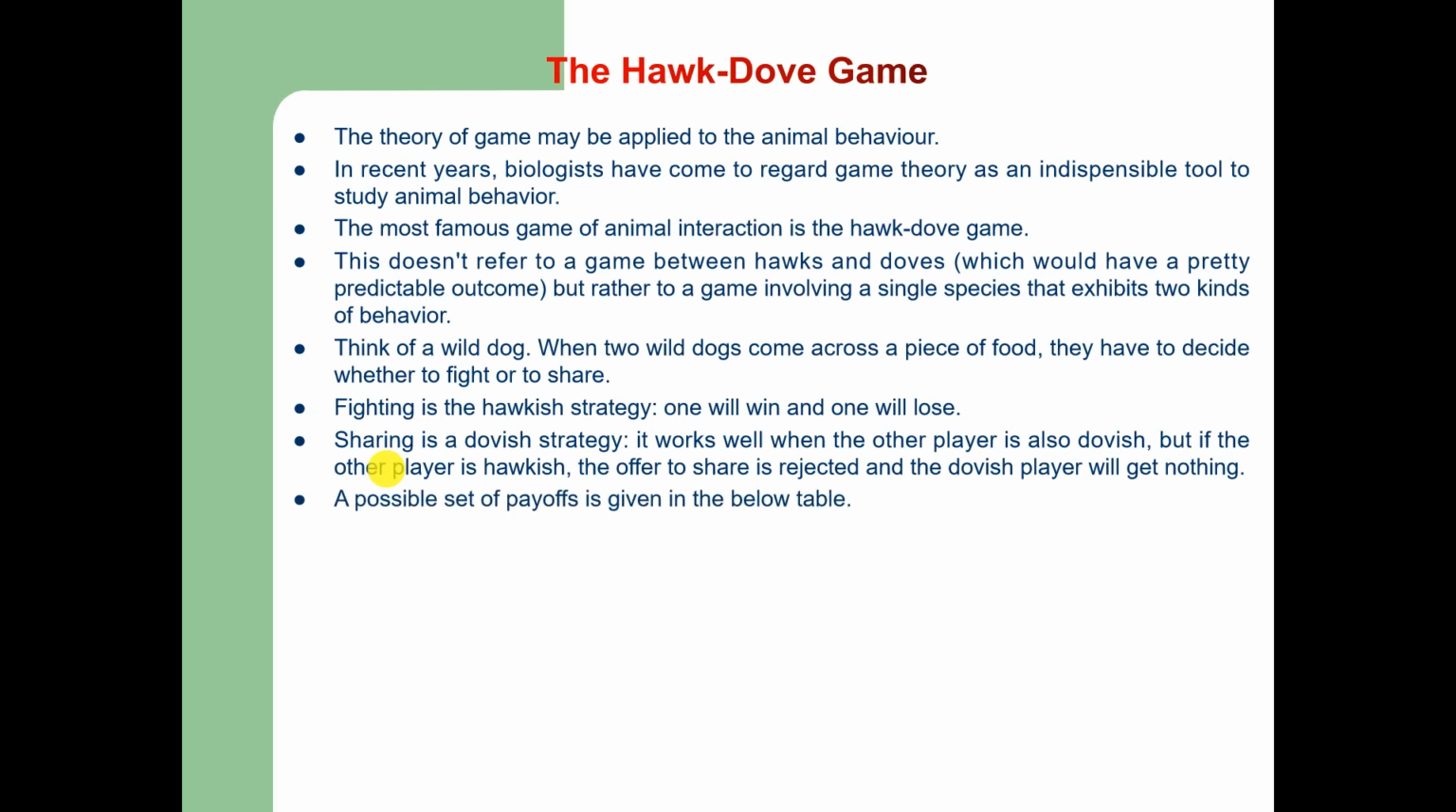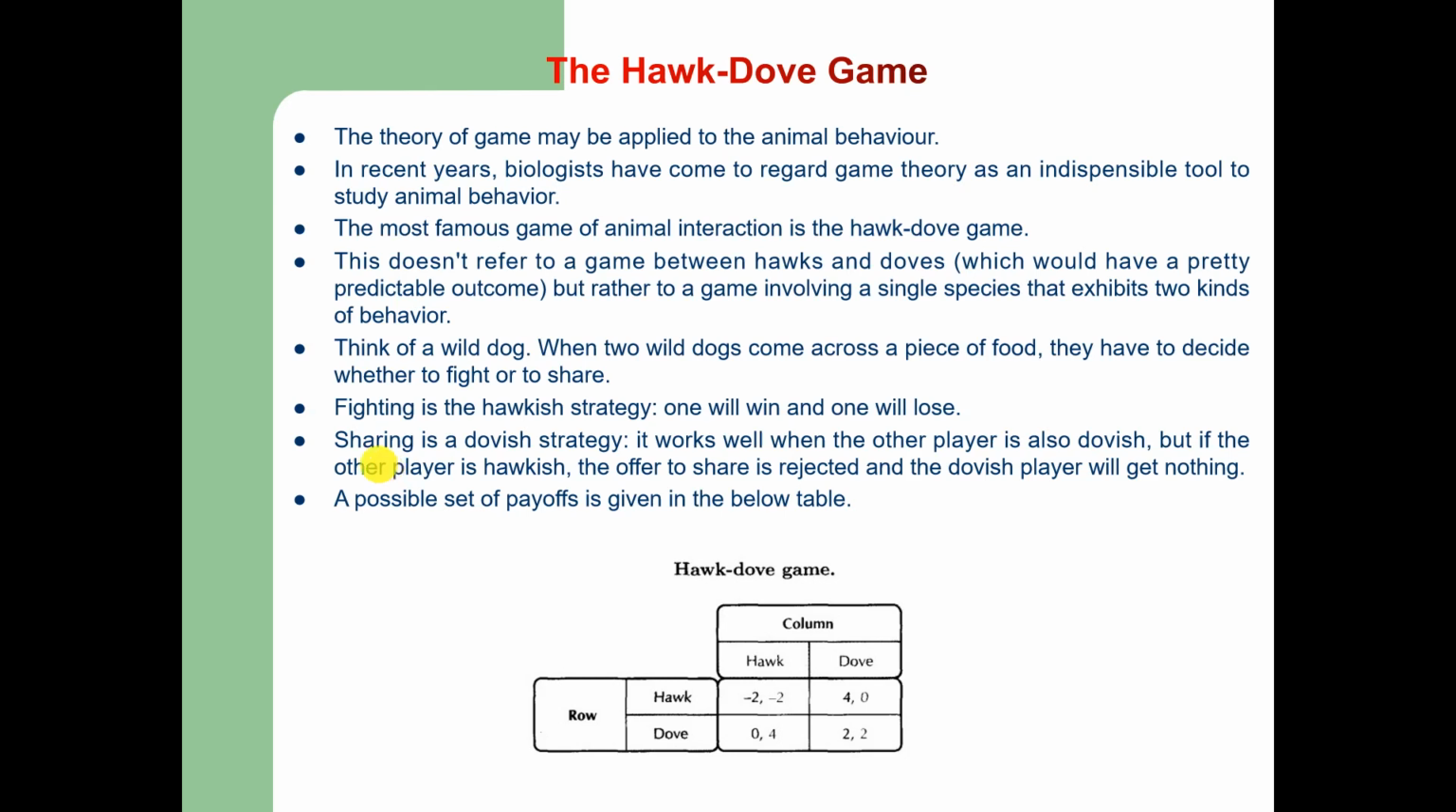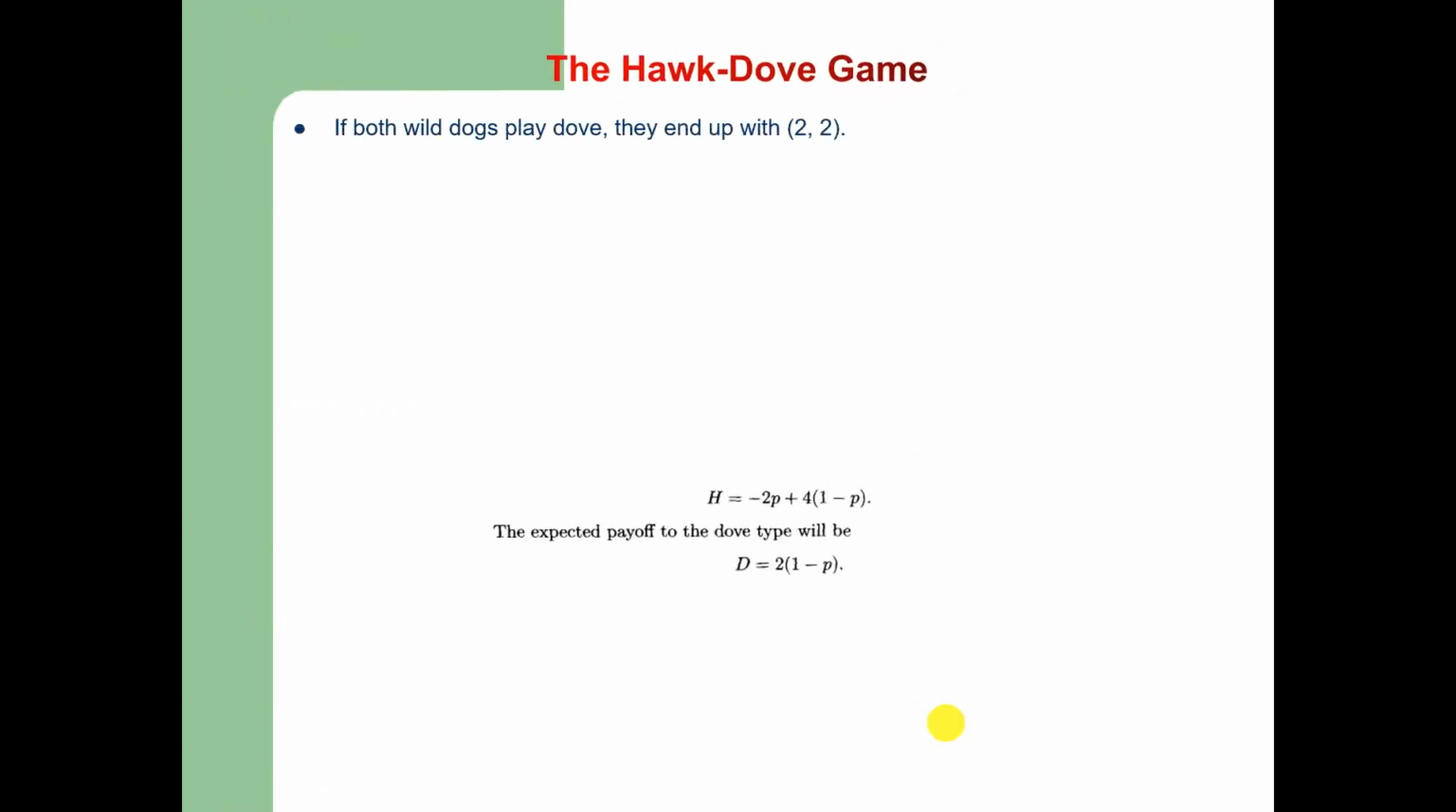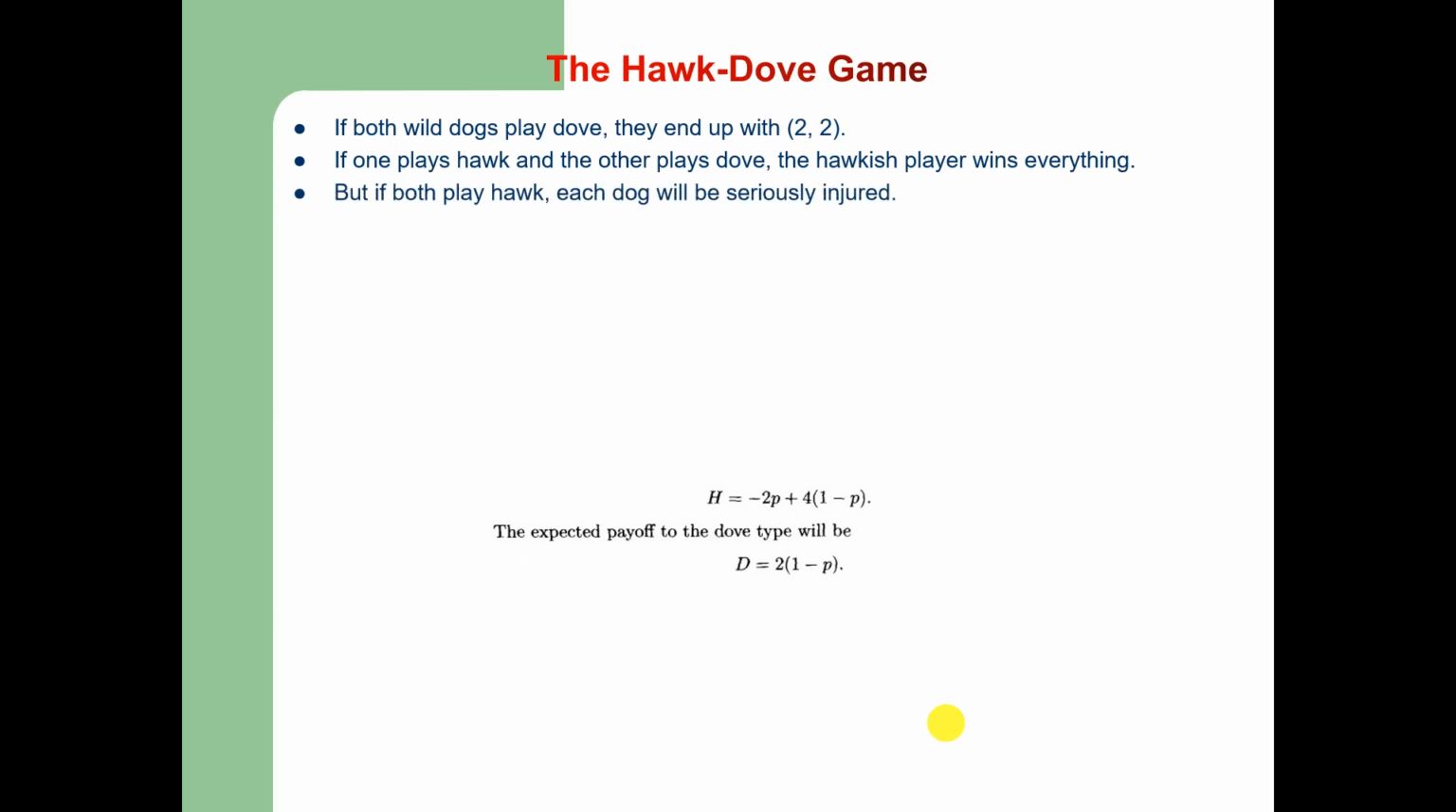A possible set of payoffs is given in the following table. Now, this is a payoff table for the hawk-dove game. One wild dog's strategies are measured row-wise, and the strategies of the other wild dog are measured column-wise. So these are the various payoffs, and I'll explain these. If both wild dogs play dovish, they end up with a payoff of 2-2, so both of them have positive payoffs equal to 2. If one plays hawk and the other plays dove, the hawkish player wins everything and the dovish gets nothing. But if both play hawk, each dog will be seriously injured and both of them will be at a loss.